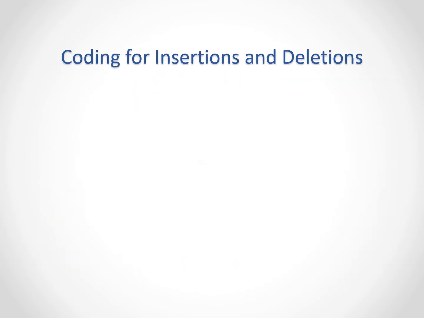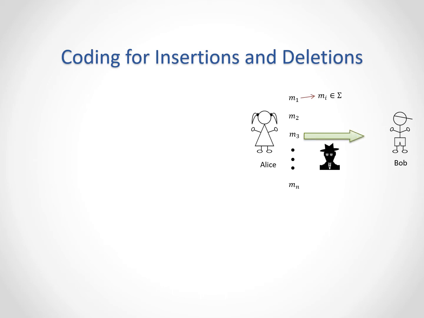Let me start with a quick overview on the problem of coding for insertions and deletions. Consider the scenario that we have two parties, Alice and Bob, and Alice has some information in the form of n symbols out of some alphabet sigma. She wants to communicate these symbols over a given channel to Bob, but the channel suffers from some sort of adversarial error. So what Bob receives is not exactly equal to what Alice has sent. The general goal is to maintain a reliable communication over such a given channel.